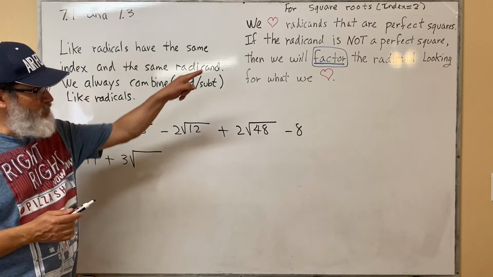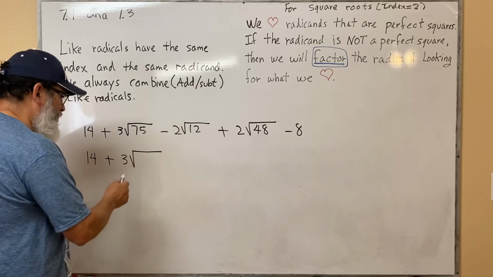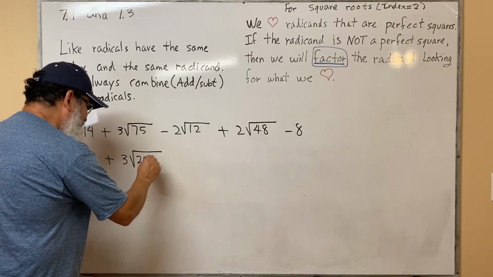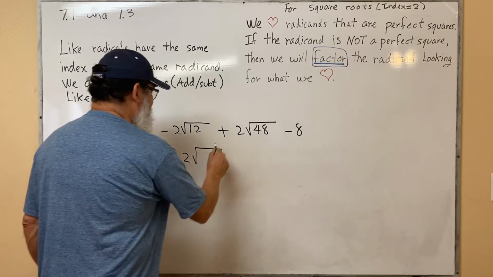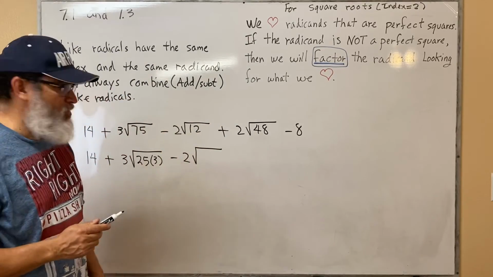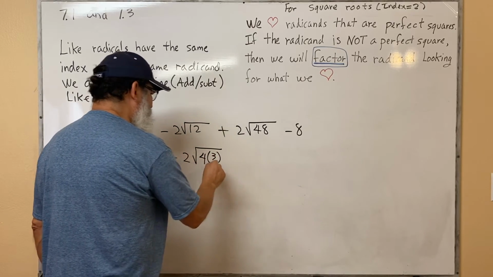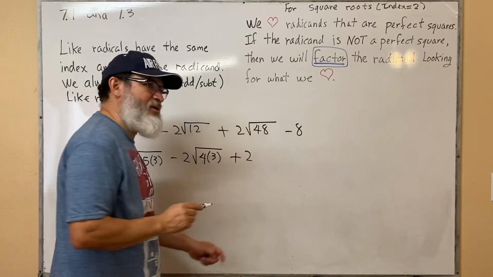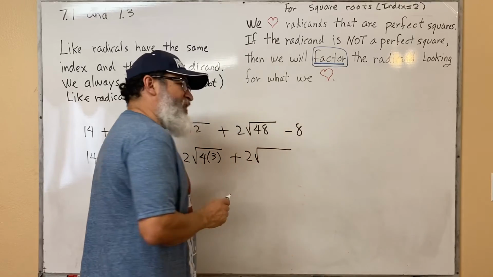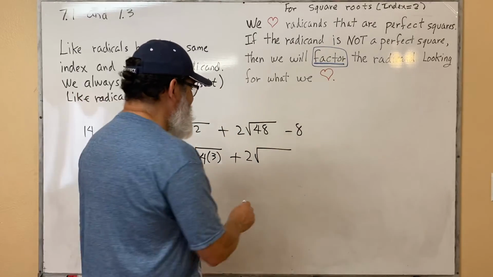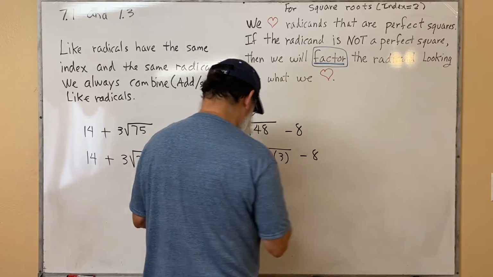There are factors of perfect squares. What's a factor of 75 that's a perfect square? 25 times 3, minus 2 times the square root of 12. What's a factor of 12 that's a perfect square? 4 times 3, plus 2 times the square root of 48. What's a factor of 48 that's a perfect square? 16 times 3, minus 8.